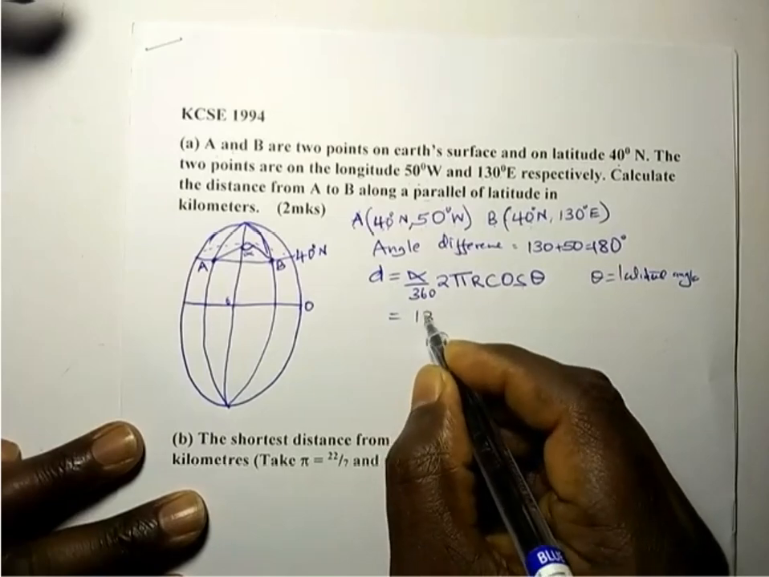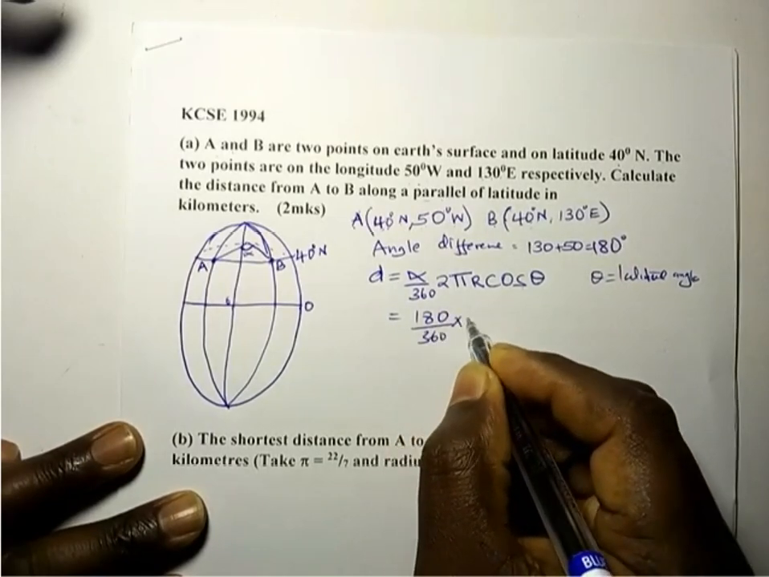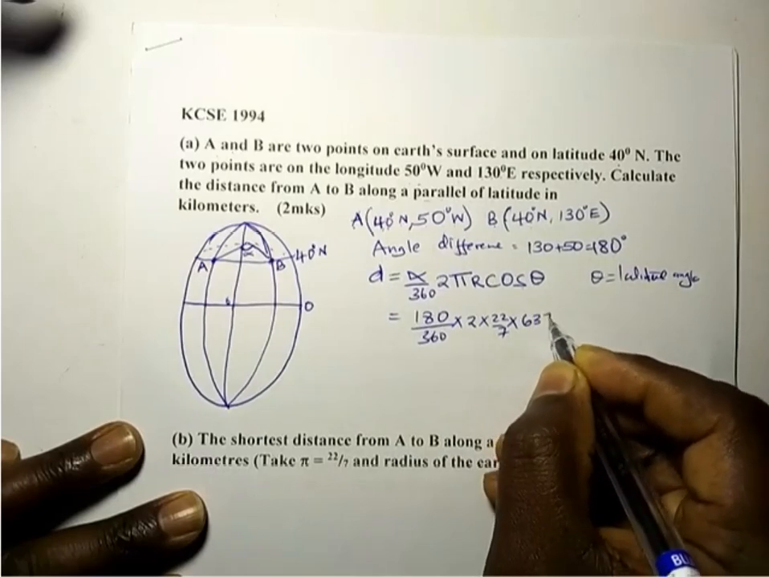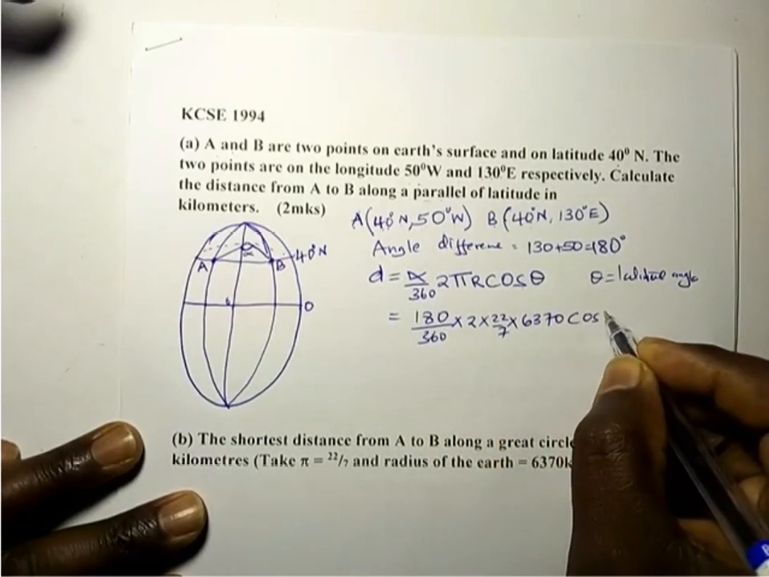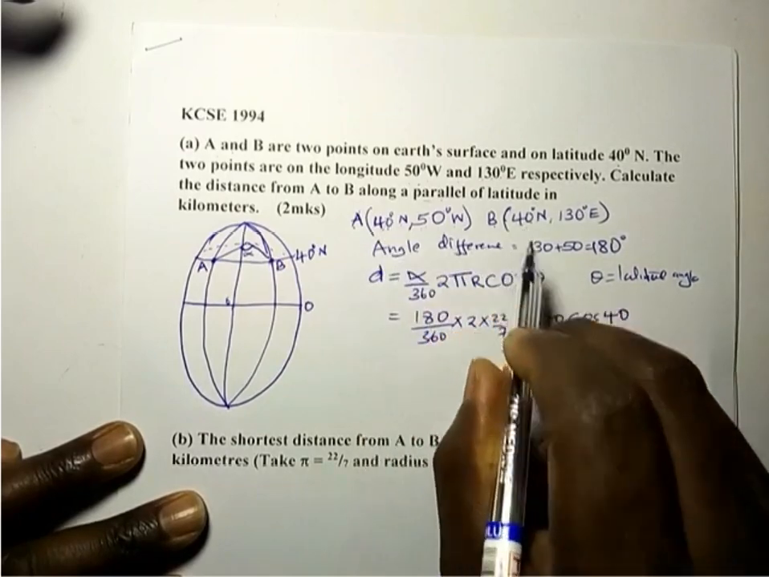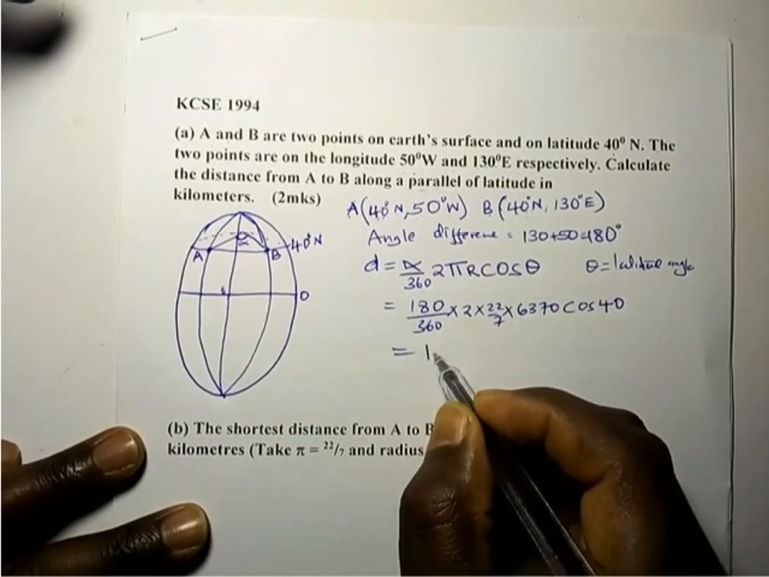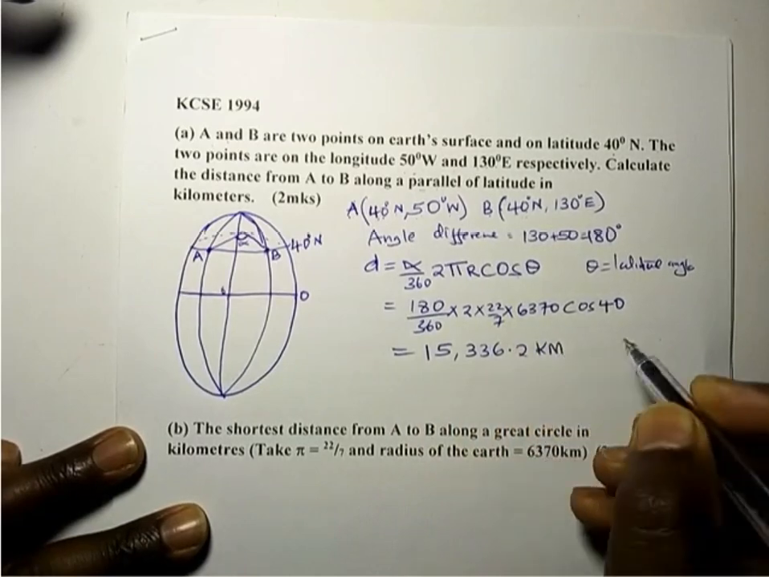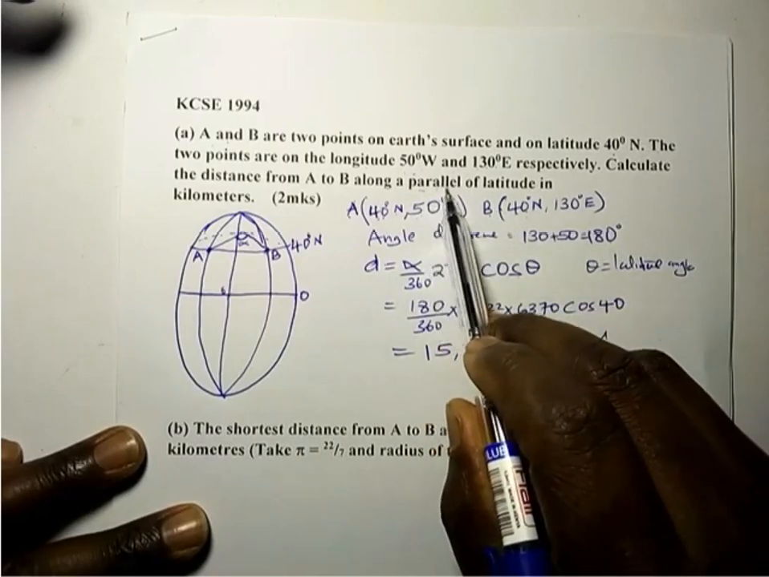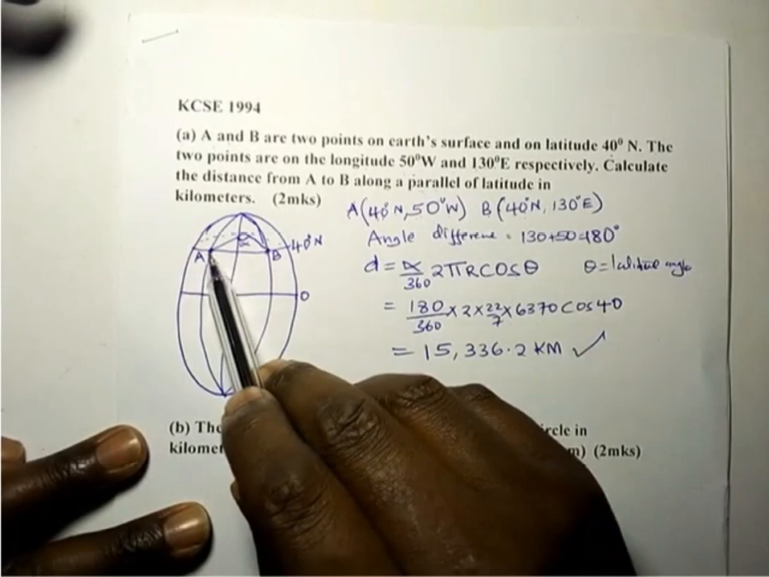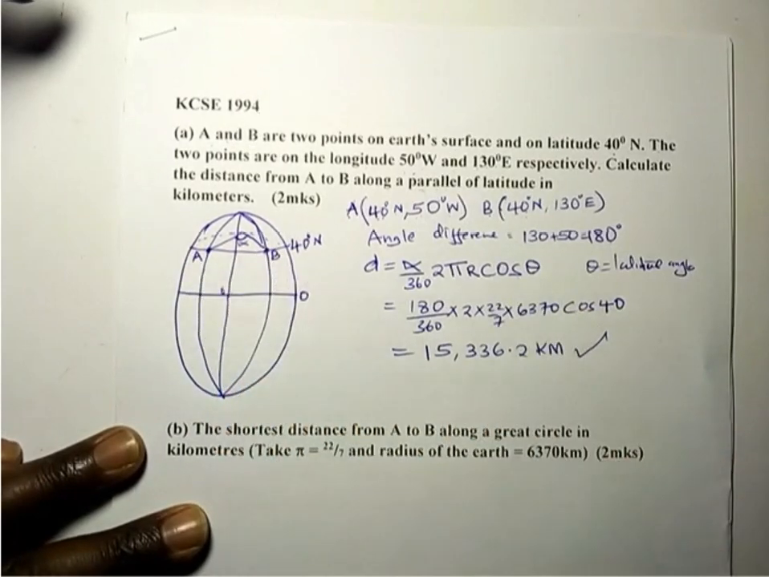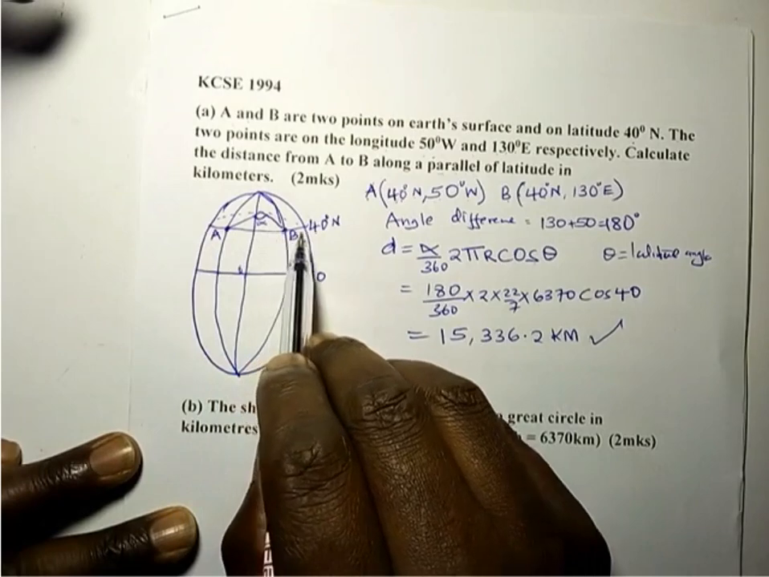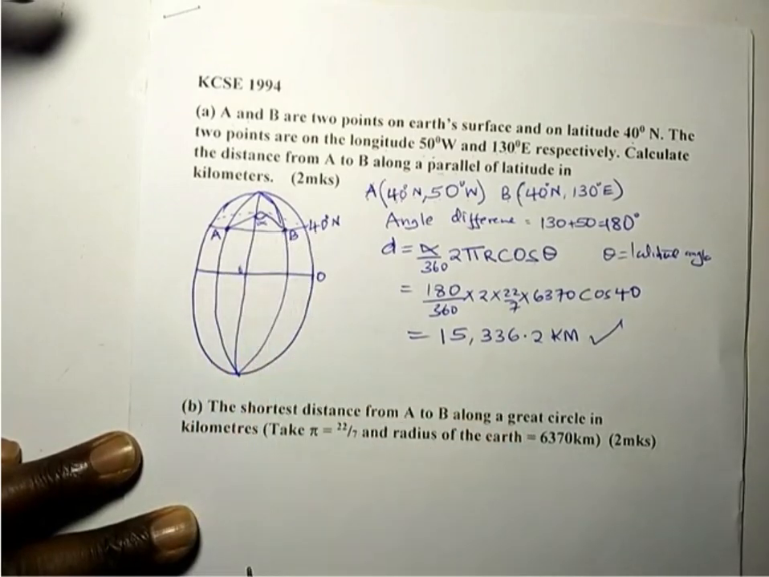So which is now 180 over 360 times 2 times 22 over 7 times 6,370 cos 40. This one will give us 15,... kilometers, and we have calculated the distance parallel latitude from A to B on this latitude. This is how we do it. So the first thing is to identify whether points A and B lie on the small circle or great circle. So we have seen it's a small circle.